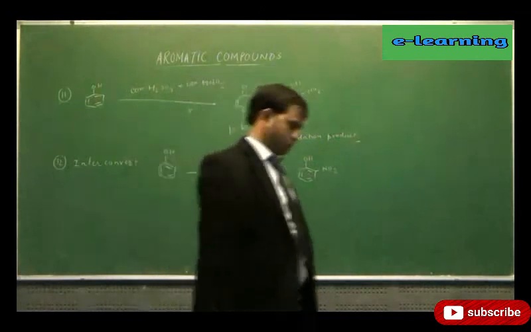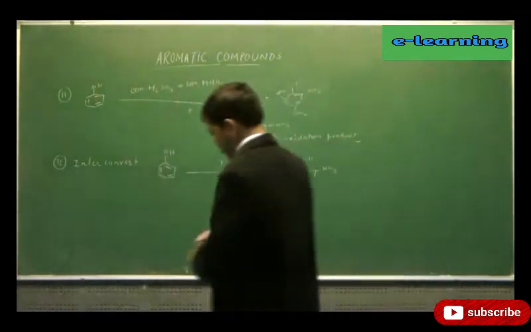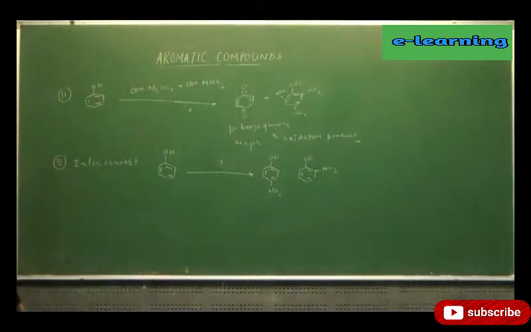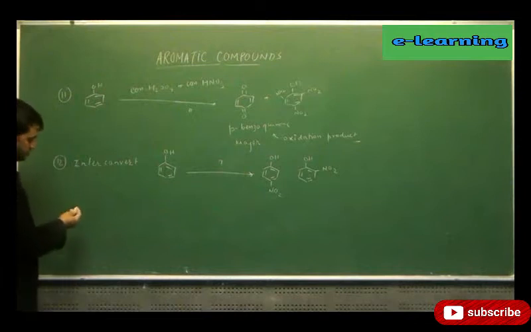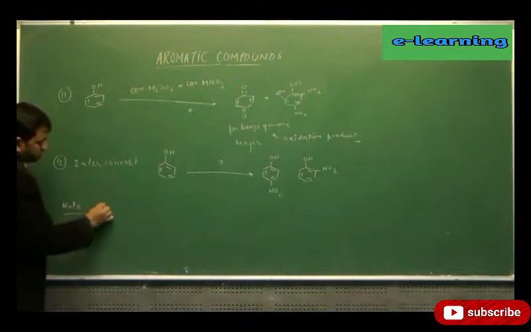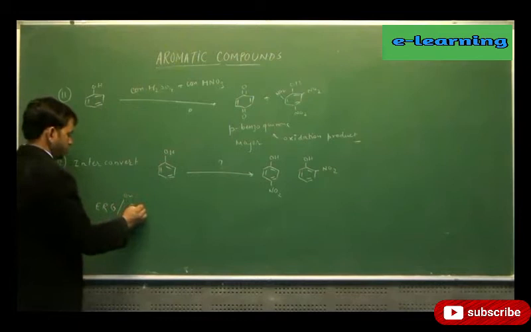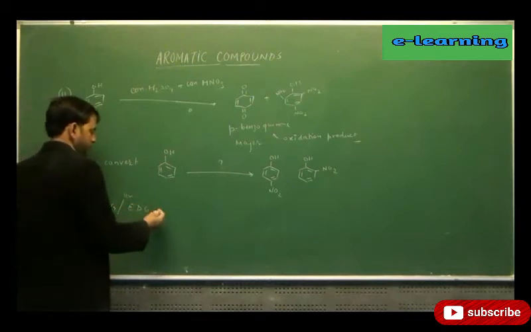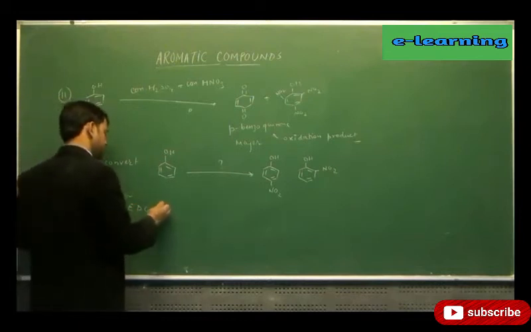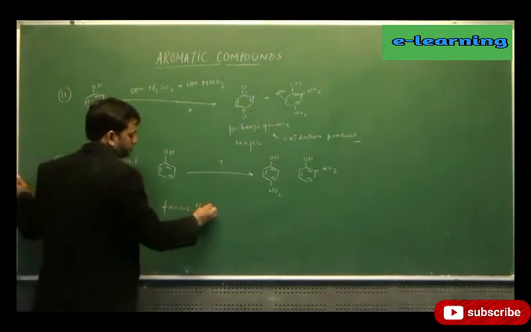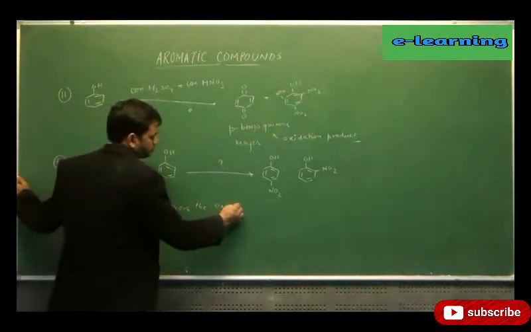Electron releasing groups favor the oxidation reaction. Rate of oxidation reaction is directly proportional to the electron releasing tendency of the group. Note that ERG, electron releasing group, or EDG, electron donating group, favors the oxidation reaction.